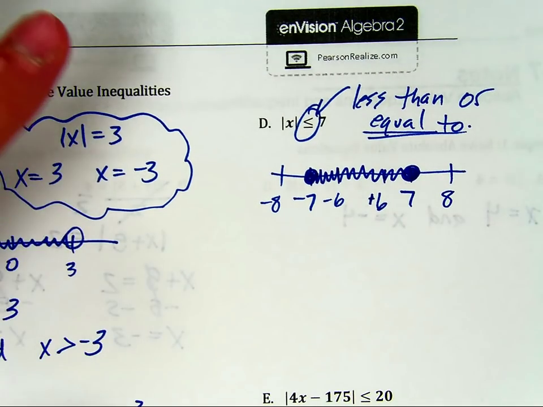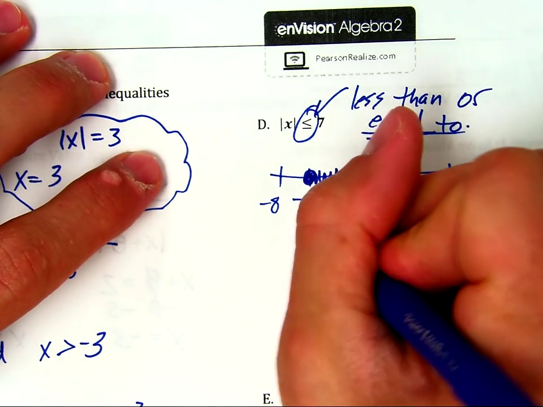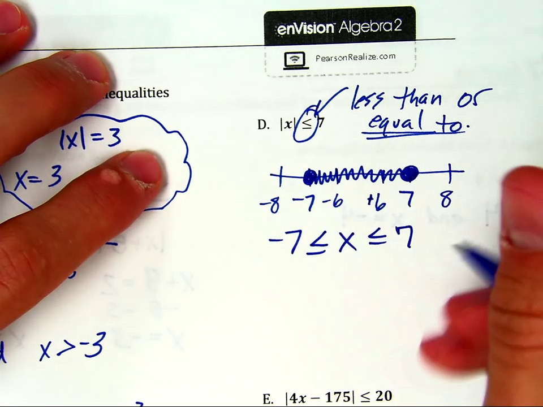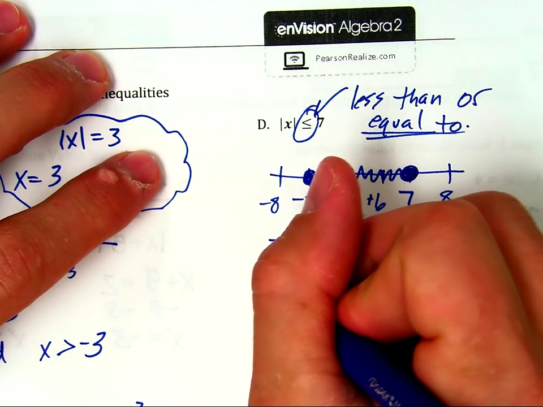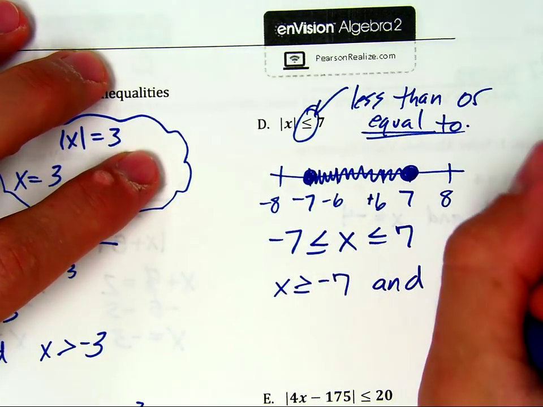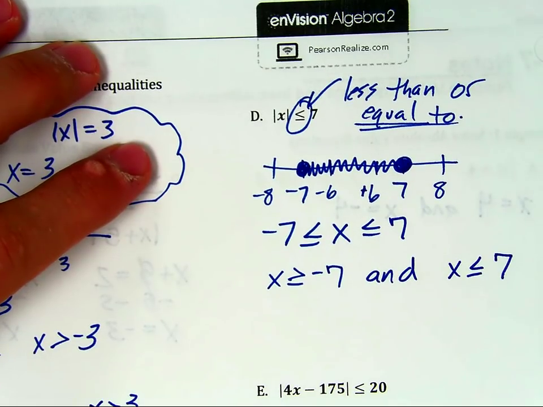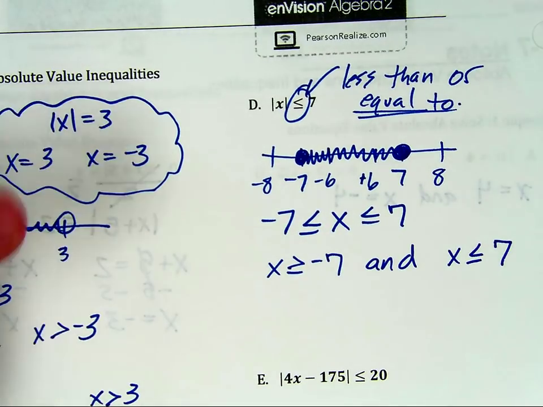So we can write our answer one of two ways. We can say x is less than or equal to 7 and greater than or equal to negative 7, or you can also write it as x is greater than or equal to negative 7, and x is less than or equal to a positive 7.